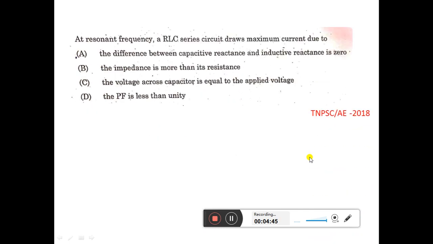Again, the same question asked in TNPSC Assistant Engineer 2018. The question is, at resonance frequency, an RLC series circuit draws maximum current due to: option A, the difference between capacitive reactance and inductive reactance is 0. Option B, the impedance is more than its resistance. Option C, the voltage across the capacitor is equal to the applied voltage. Option D, the power factor is less than unity.